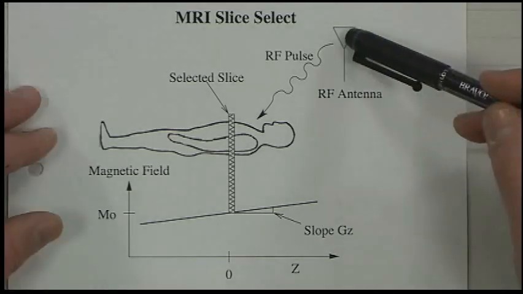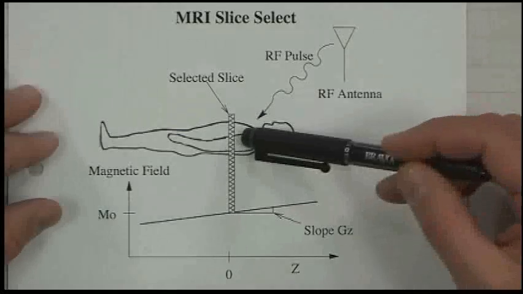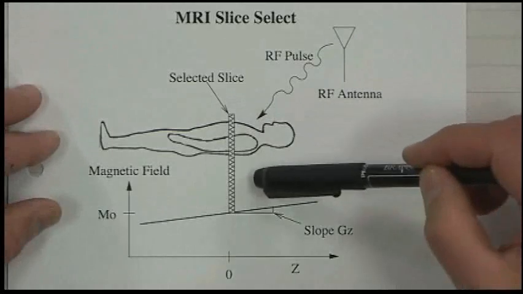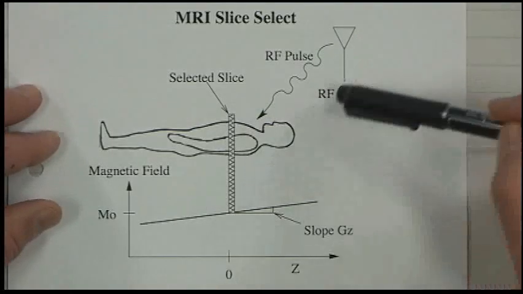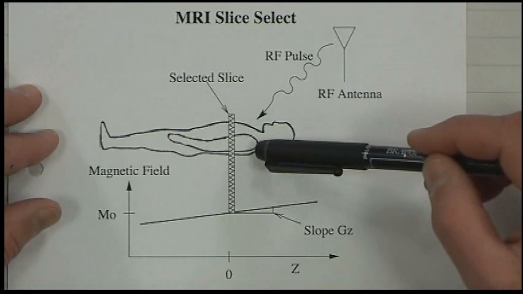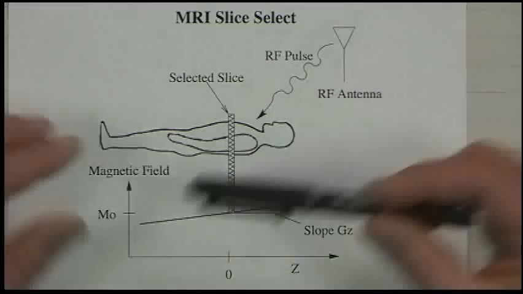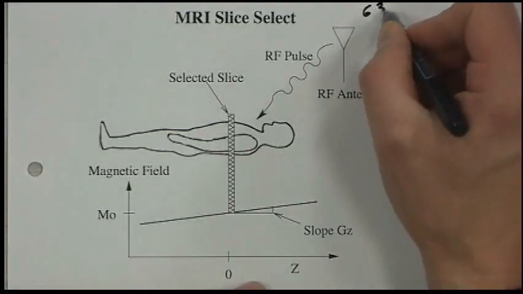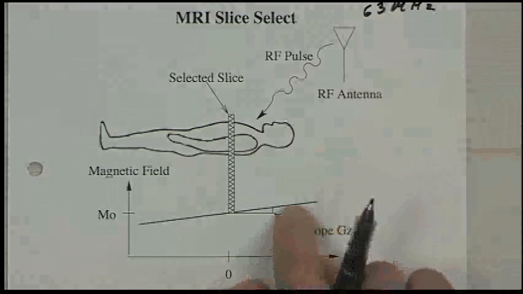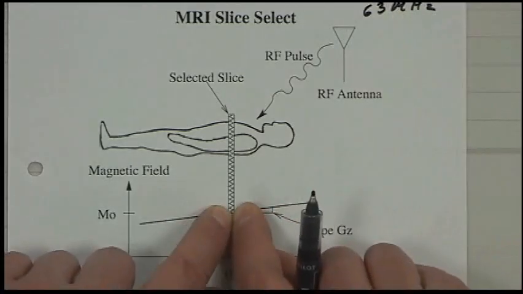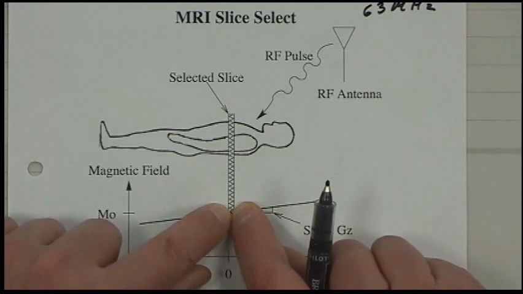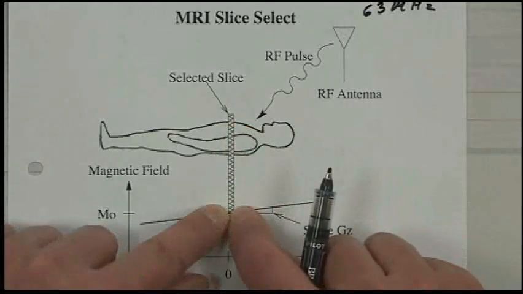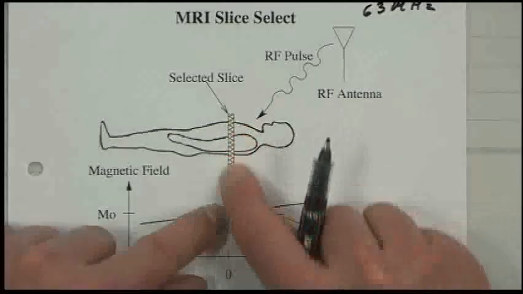So the RF frequency at 63 megahertz will go through your body, and what will happen is it will stimulate the precession of the protons, but only for those where the resonant frequency matches the RF frequency. So if this is at 63 megahertz, let's say if it's 1.5T, let's say it's 63 megahertz, okay? Now, if you're right at the center of the gradient, then the magnetic field is exactly 1.5 Tesla, and at that point you get a resonance, okay?